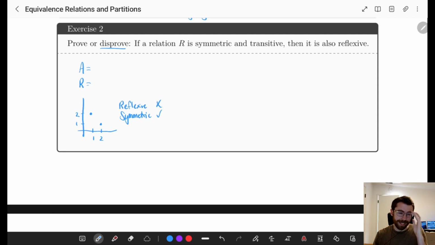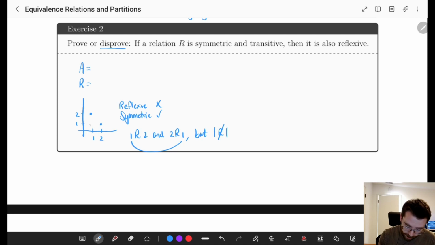The question is then, is it transitive? Unfortunately not. It's not transitive, right? Because let's look here. I have 1 is related to 2, and 2 is related to 1. But transitivity would then imply that 1 is related to 1. But it's not. And of course I could add it in, but then by similar logic I would have to add in 2, 2. And then I would end up with a reflexive thing. Right? This would now become reflexive.